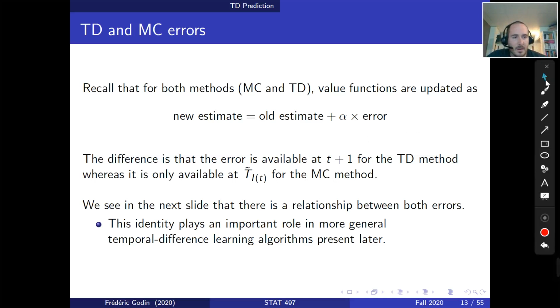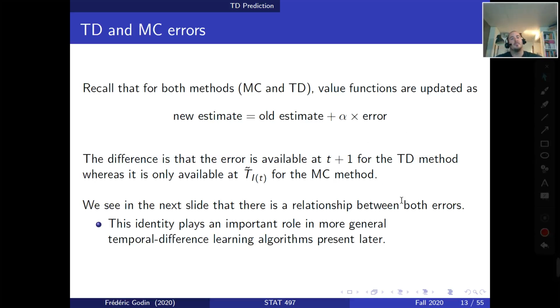Okay, so as we said, a key difference between the TD method and the Monte Carlo method is that for the TD method, if we're at time t, the error becomes observable at time t plus 1. So you only need to wait for one time step before being able to do the update. Whereas for a Monte Carlo approach, the error is only observable at the end of the episode, which means that you have to wait for the end of the episode to increment the value of the states.